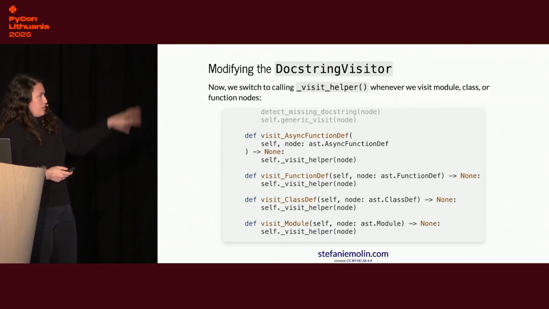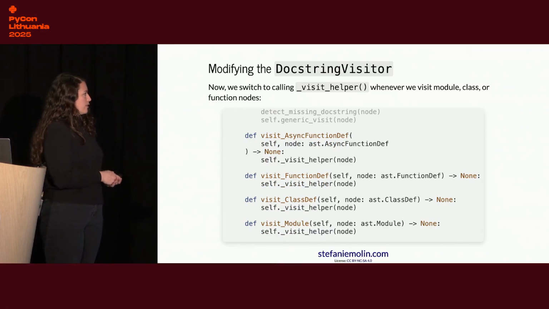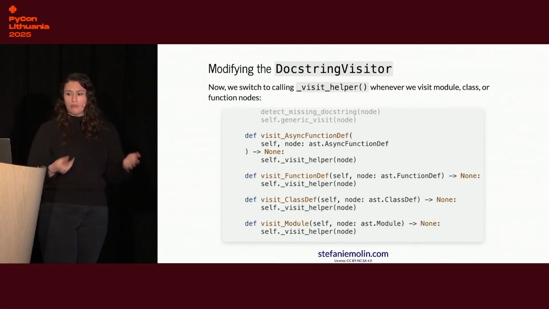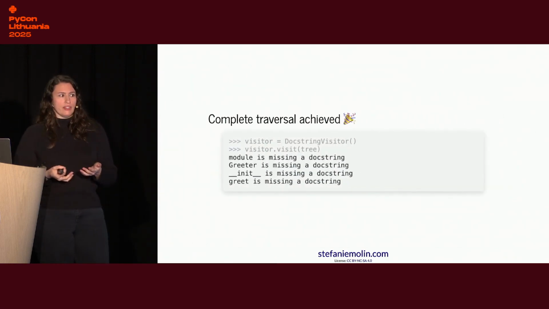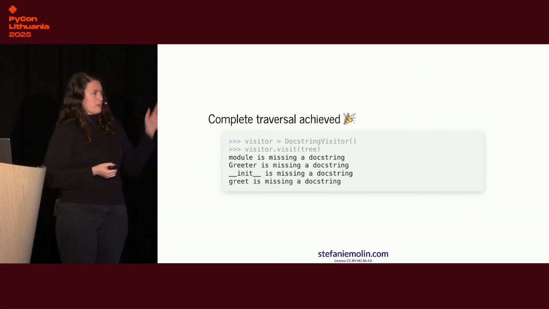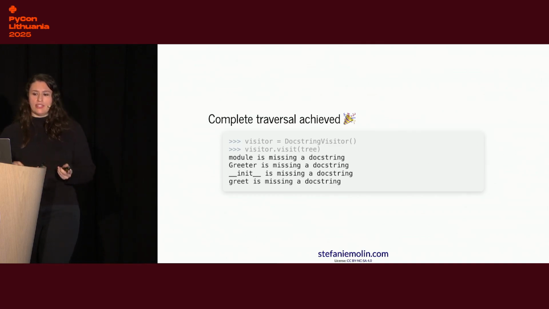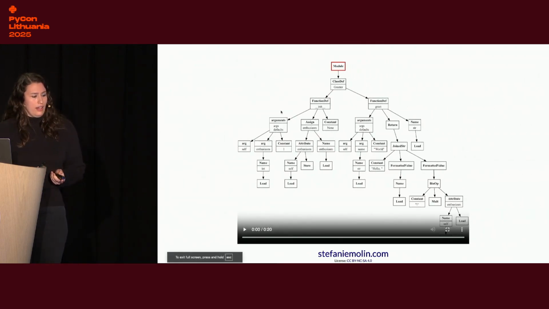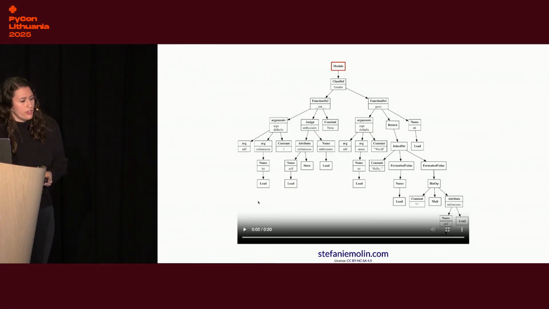And so now we just switch each of the visit methods that we've defined earlier so that they are calling our visit helper instead. And this time, if we attempt the traversal, we now see that we have 4 items that are missing docstrings. And so this was the result that we intended to get in the first place. So all of the nodes have been visited. And here I have an animation so you can see how the traversal actually looks at this point. So you can see we're starting up at the top module.